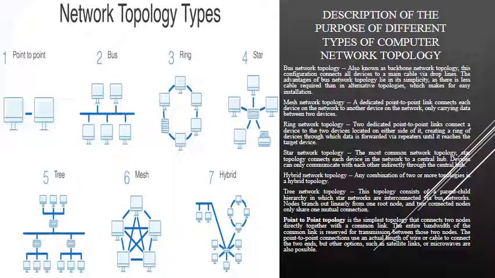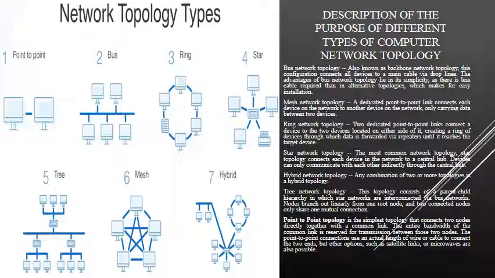Star network topology. The most common network topology, star topology, connects each device in the network to a central hub. Devices can only communicate with each other indirectly through the central hub. Hybrid network topology. Any combination of two or more topologies is a hybrid topology. Tree network topology. This topology consists of a parent-child hierarchy in which star networks are interconnected via bus networks. Nodes branch out linearly from one root node, and two connected nodes only share one mutual connection.